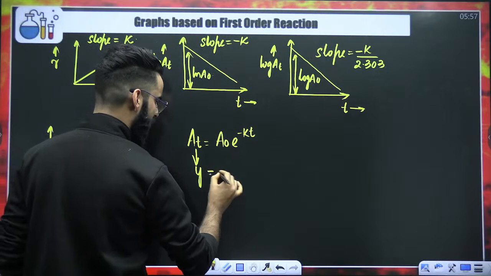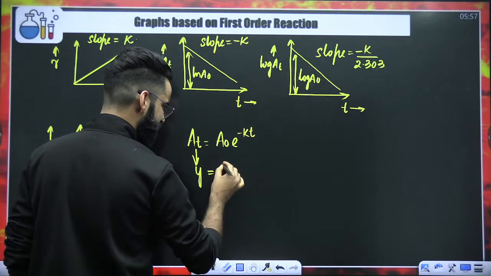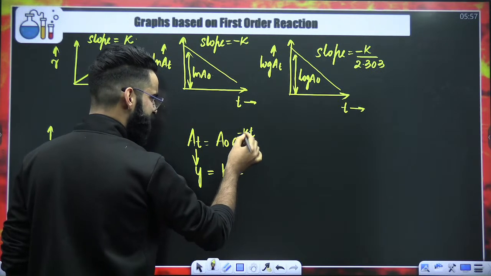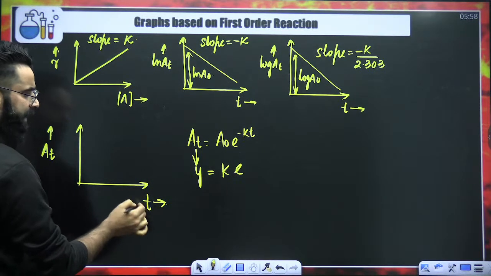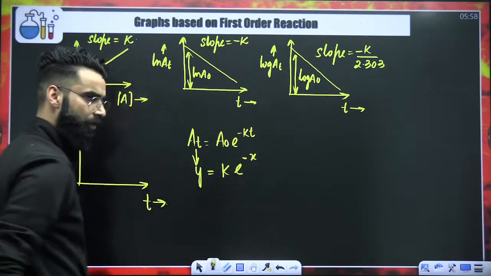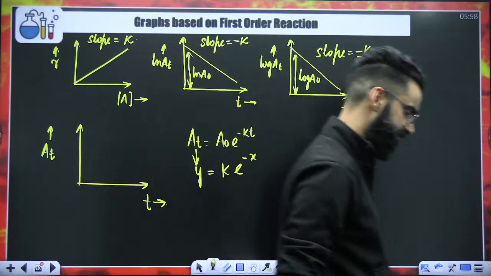This is going to be y is equal to A naught, that's a constant, for example k, e raised to the power minus kt. T you are plotting along the x-axis, so it's going to be e raised to the power minus x format. Y is equal to k e raised to the power minus x format.